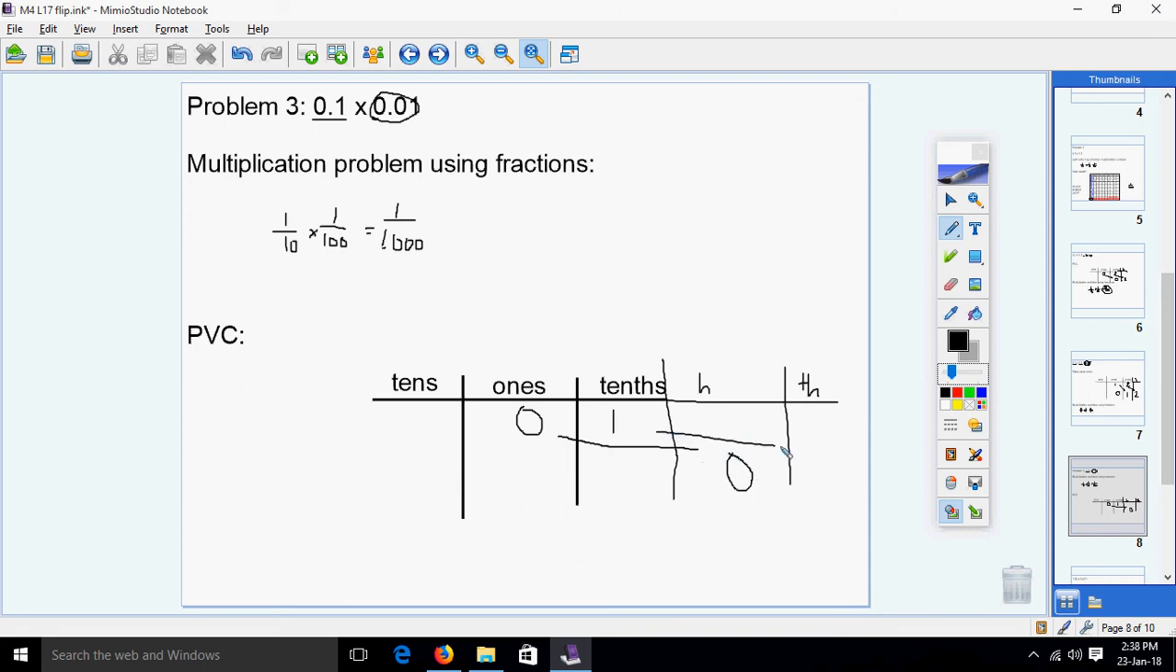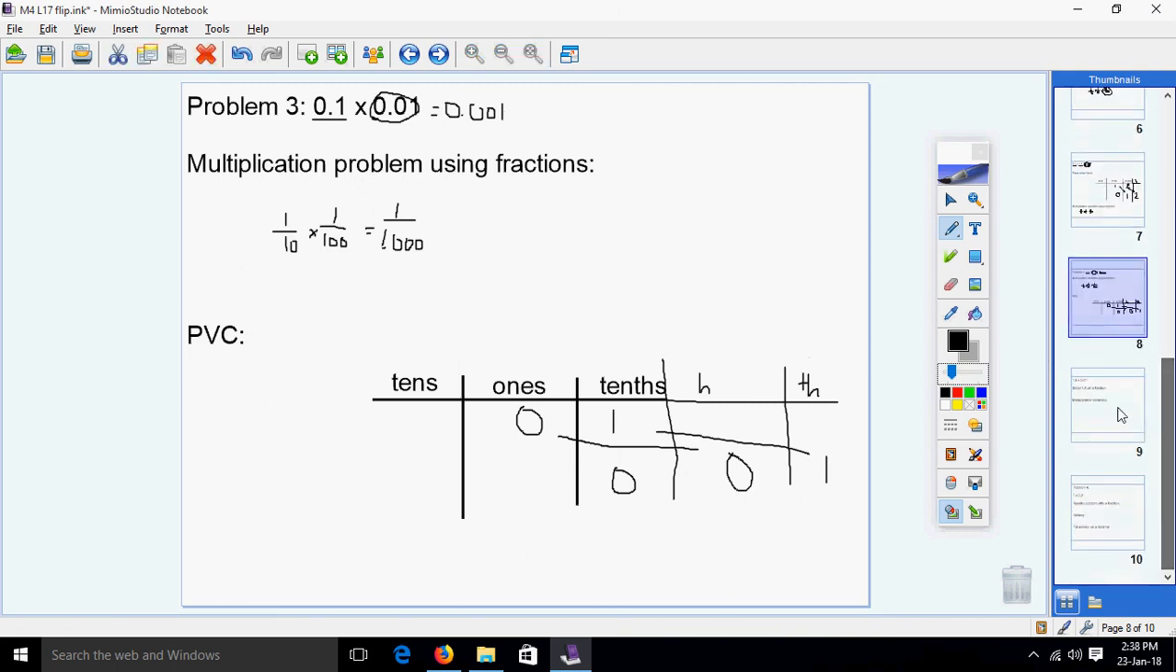And same thing with the 1. 1 and 2, and there's the bell. So a 0 comes here. Remember, it has to hold the place, and our decimal will be here. So our answer is 1,000th, 0.001. Do you see how multiplying with fractions and multiplying with decimals will still give us the same answer?